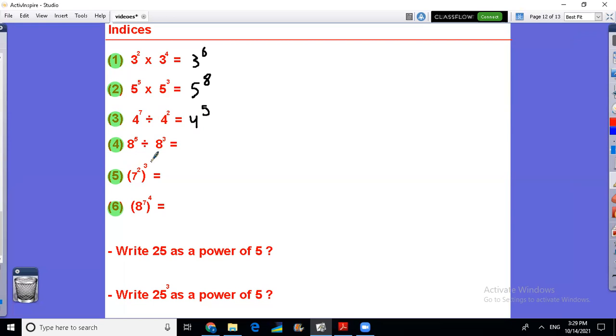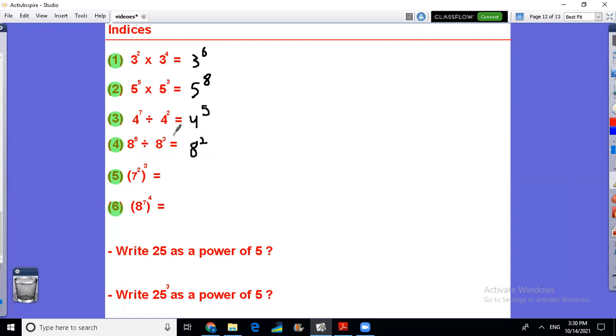What about question 4? You can try to do it on your own. Pause the video first, try to do it on your own, then come back to check if your answer is correct. So the base here is going to stay the same. It is going to be 8. And at the power, 5 minus 3 is going to be 2. So it is 8 squared.